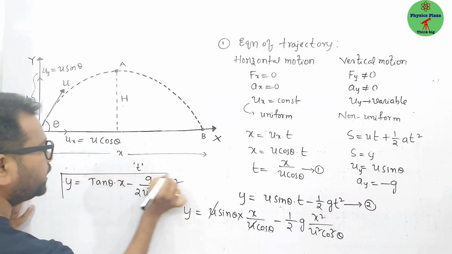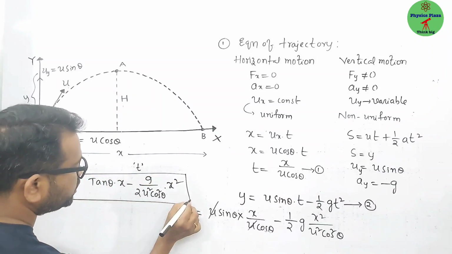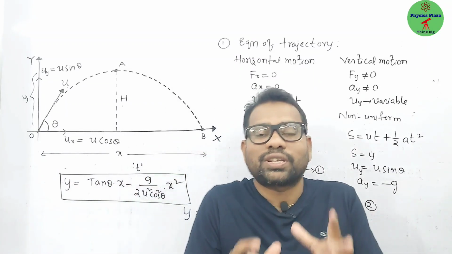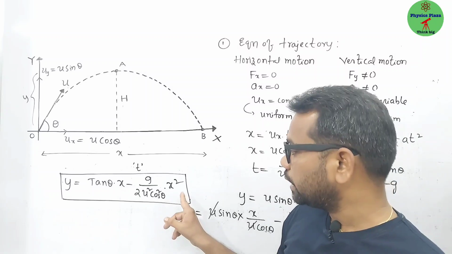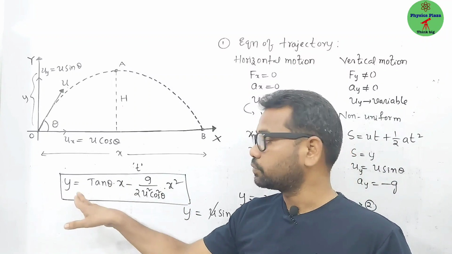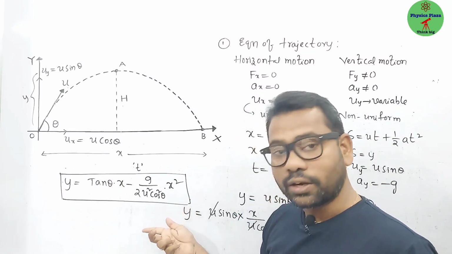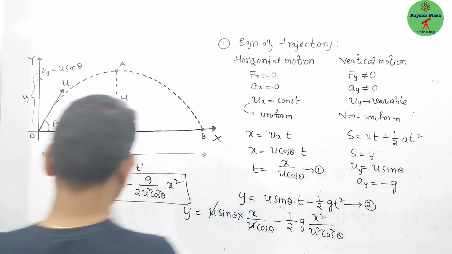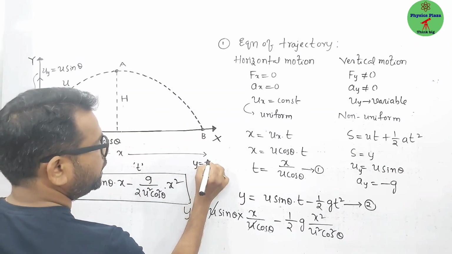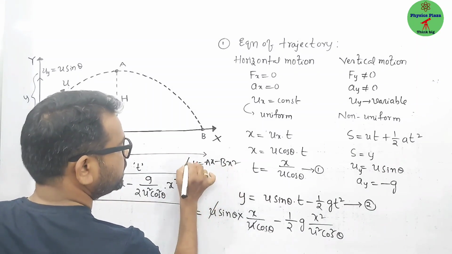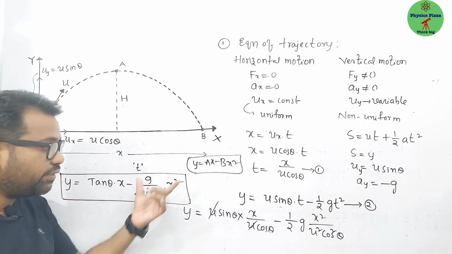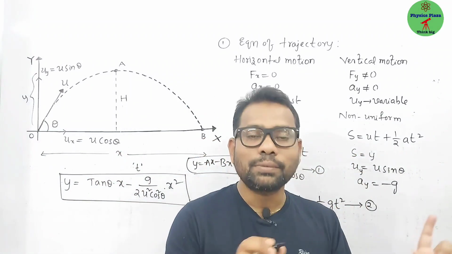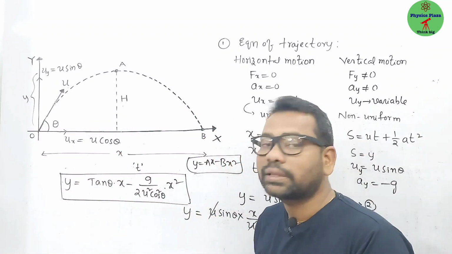So children, this is the final equation. This is the equation of trajectory in the case of inclined projectile motion. And this is a quadratic equation in x, whereas linear in terms of y. And this is nothing but, children, the equation of the form ax minus bx square. So this is y is equal to ax minus bx square in this form, right? This is nothing but the equation of a parabola. So hence we can say that the trajectory of the projectile is a parabola. So this is how we can prove it mathematically.